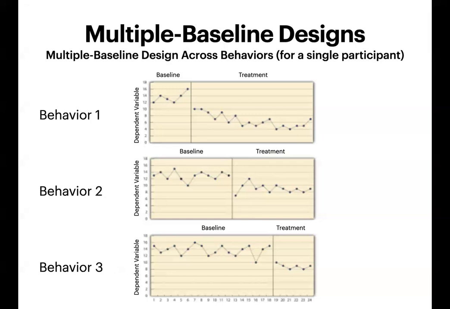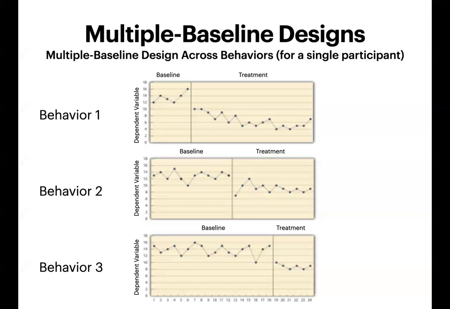The second type of this design is called multiple baseline design across behaviors. This design is a variation of the multiple baseline design. It involves setting up separate baselines for the same participant, each corresponding to different dependent variables, with the treatment implemented at different times for each variable. The logic remains the same as before.